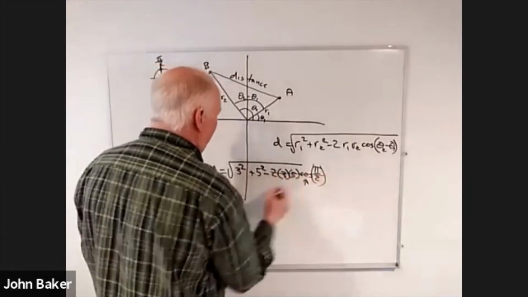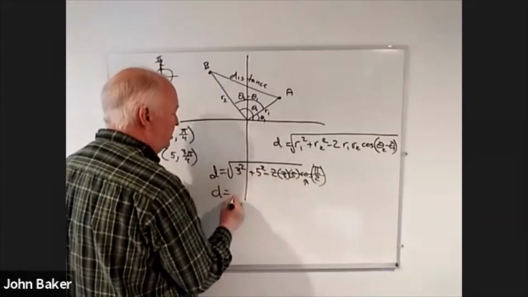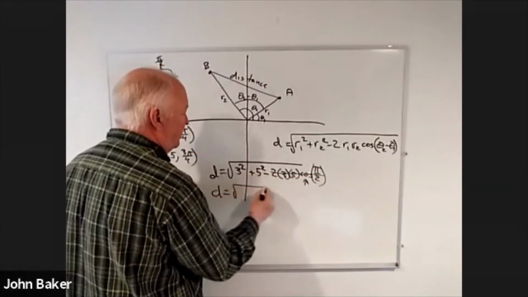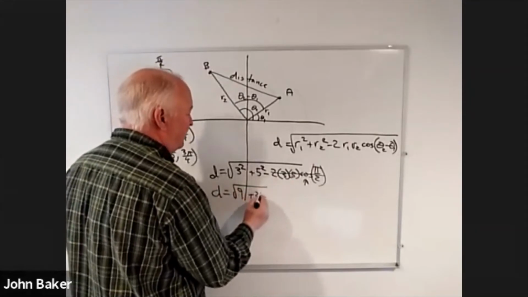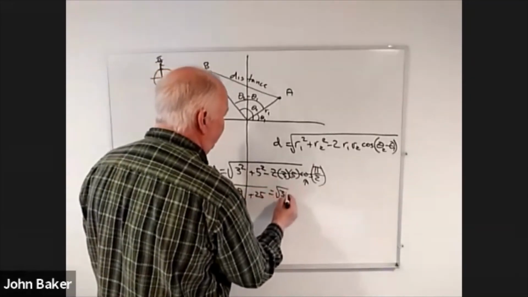And we drop it off. And so the distance will just be the square root of 9 plus 25, which is the square root of 34.